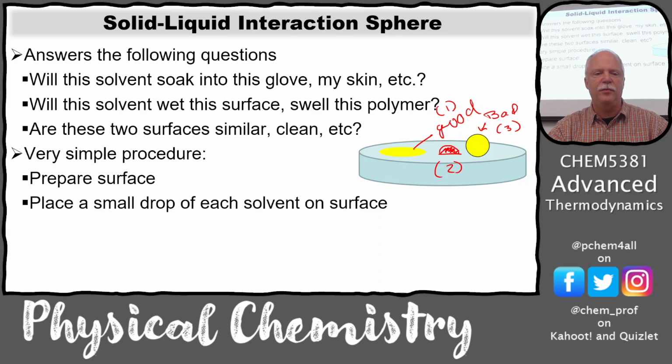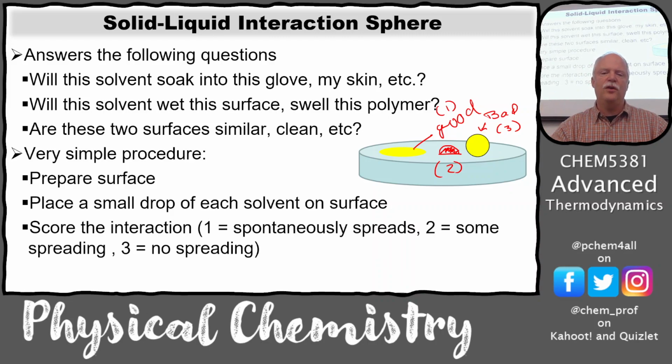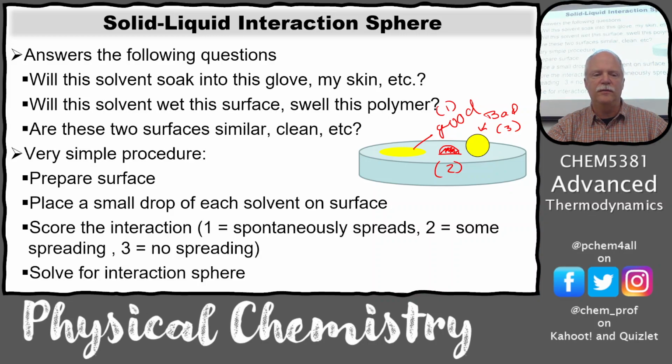It's a very simple procedure. You prepare the surface, put a drop of each solvent on the surface, score the interaction. So 1, it spreads out, soaks in. 2, there's some spreading or soaking. And 3, no spreading at all, no soaking. It doesn't spread out onto the surface. So this is just our solid liquid interaction scores.